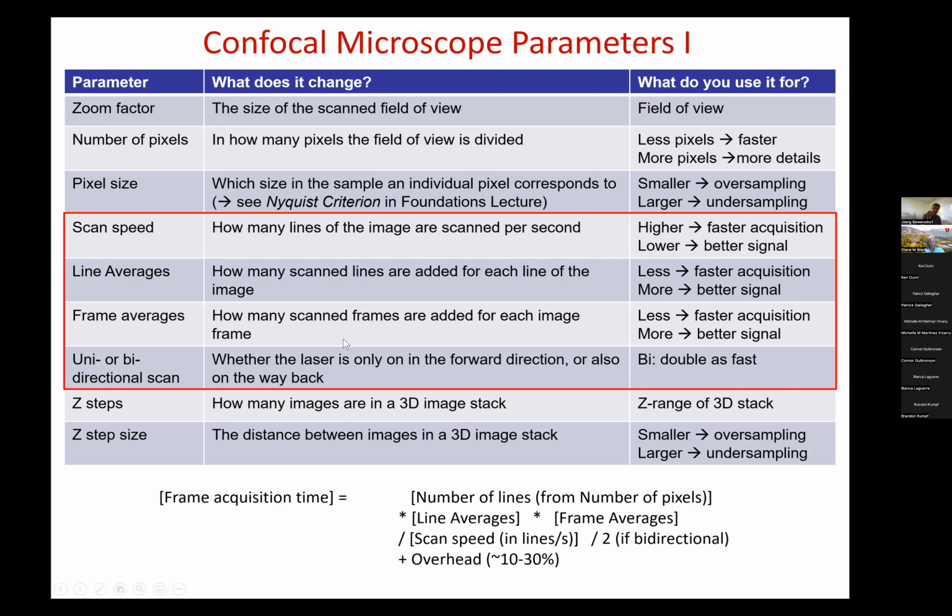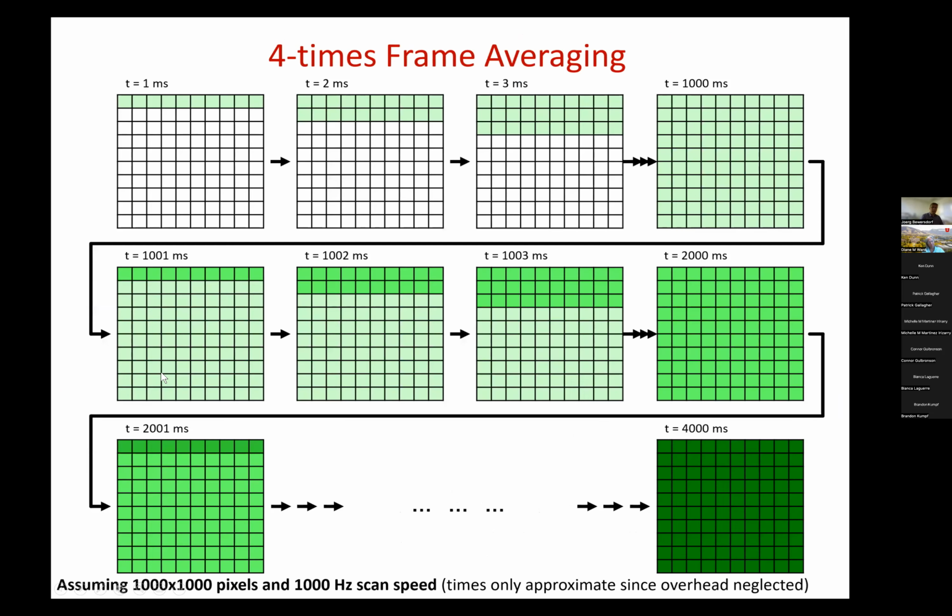So I want to come back briefly to what line averages and frame averages are. And then I want to show you what the difference between uni and bidirectional is. So this is frame averaging here. So in frame averaging, you will scan one line, then you scan the next line, then you scan the next line until you scan the whole image, okay? If you chose 1000 Hertz scan speed, it will take you a millisecond to scan the first line, 2 milliseconds for the second line, 3 milliseconds. After 1000 milliseconds, you have scanned that whole image.